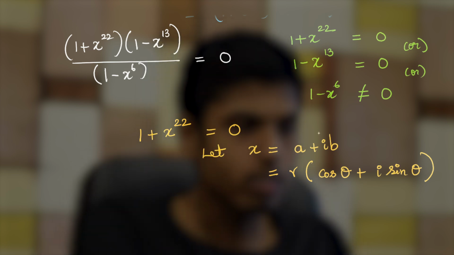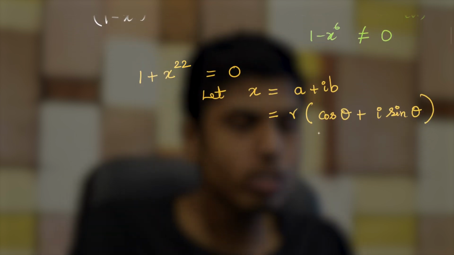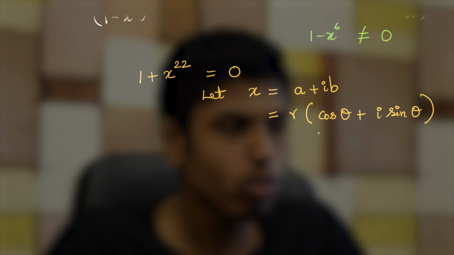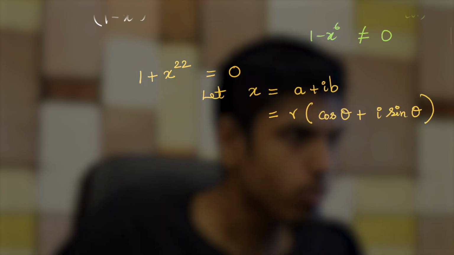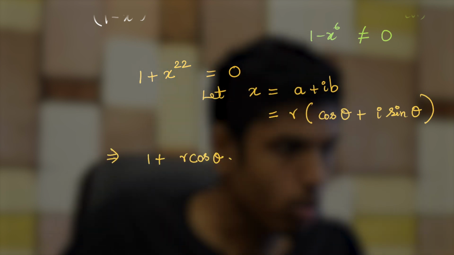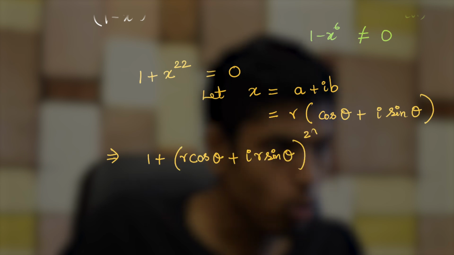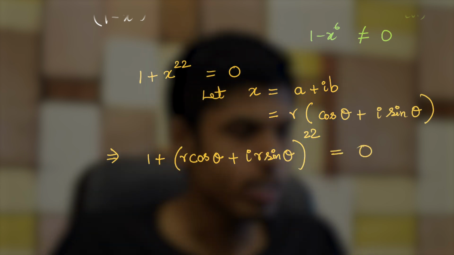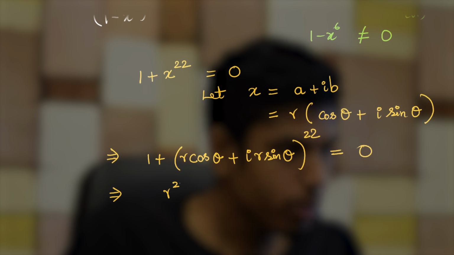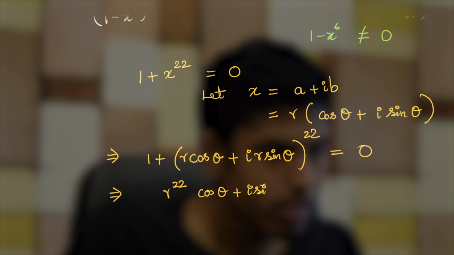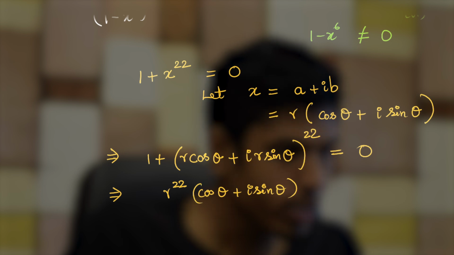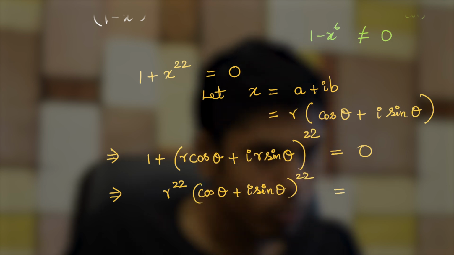And let's use that because we have a particular theorem that can be incorporated in this equation. So now we get 1 plus (r cos theta plus i r sin theta) whole power 22 equal to 0, right? So this implies r power 22 times (cos theta plus i sin theta) whole power 22 must be equal to minus 1.